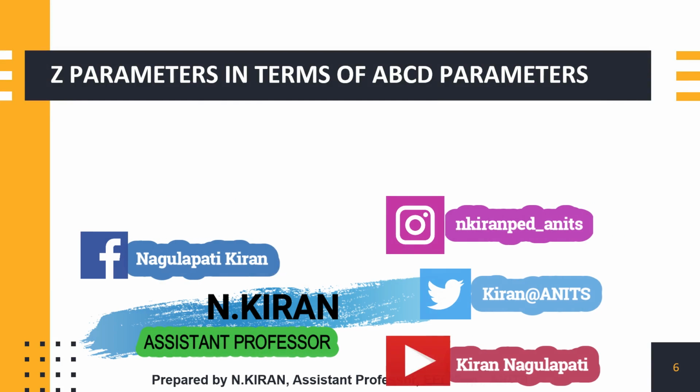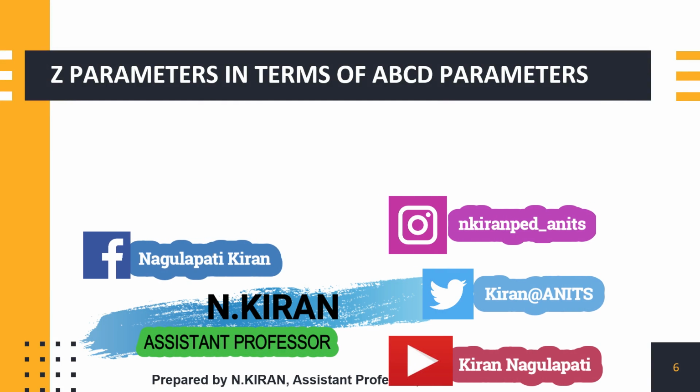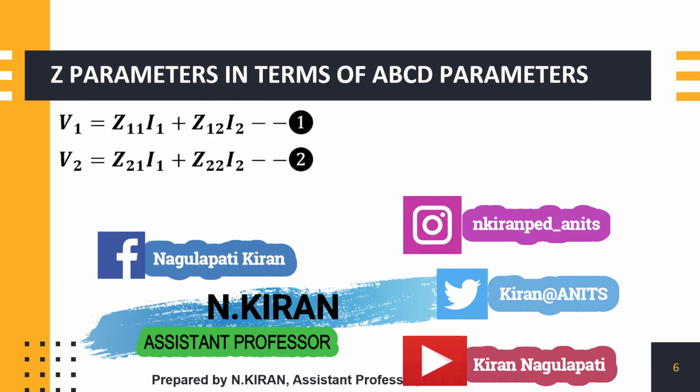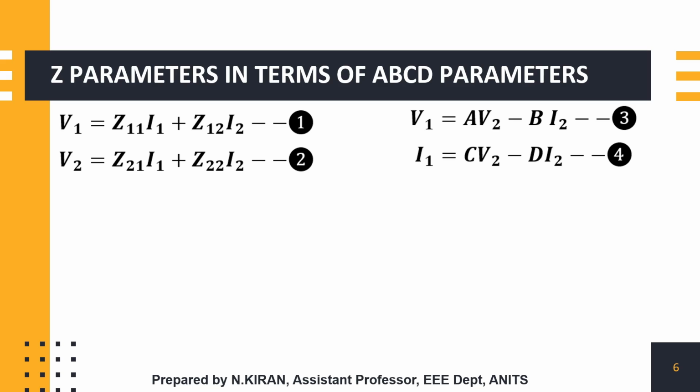The next relation is Z in terms of ABCD parameters. So writing the standard equations of Z parameters as well as ABCD parameters, compare which two equations have the same variables. Here I have V1, I1 and I2. Here I have V1, I2 and V2. Next, comparing second and fourth equation, V2, I1 and I2, V2, I1 and I2. So both the second equation and the fourth equation have the same variables.